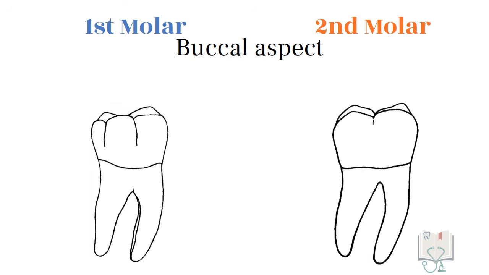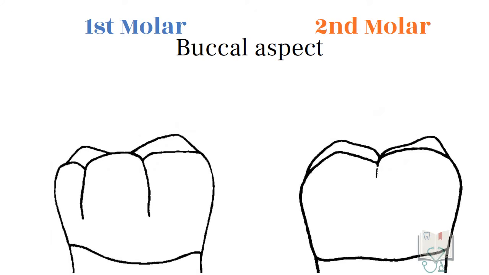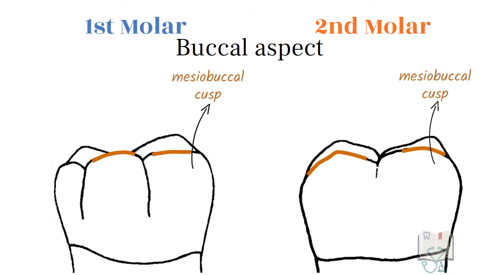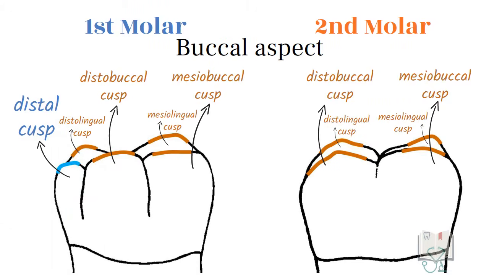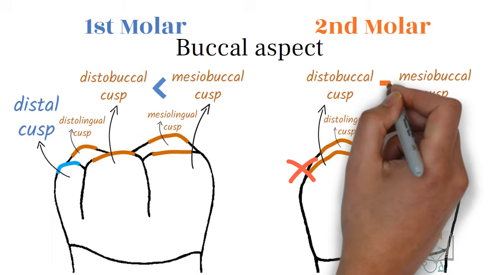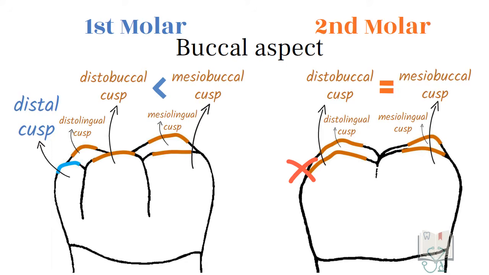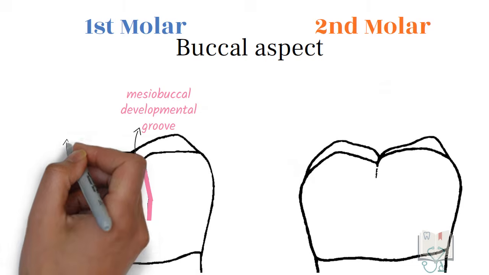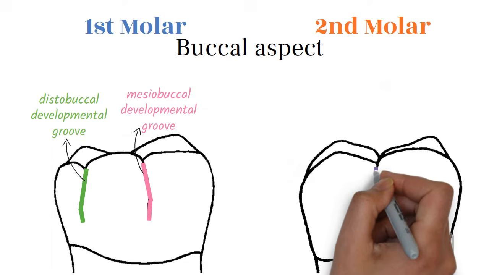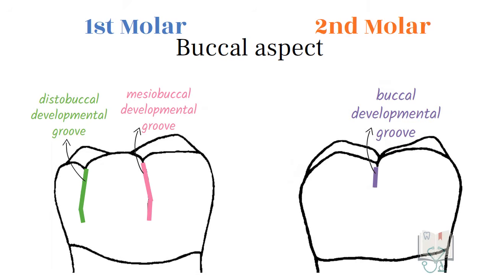In both molars, the outline form of the crown is trapezoidal in shape. Both molars have 2 buccal cusps in front, mesiobuccal cusp and distobuccal cusp, and 2 tips of lingual cusps, mesiolingual cusp and distolingual cusp are also visible. Additionally, in first molar, there is a distal cusp not seen in second molar. In first molar, mesiobuccal cusp is larger than the distobuccal cusp, whereas in second molar, both buccal cusps are almost of equal size. In first molar, 2 developmental grooves are present, mesiobuccal developmental groove and distobuccal developmental groove, whereas in second molar, only one groove, buccal developmental groove.